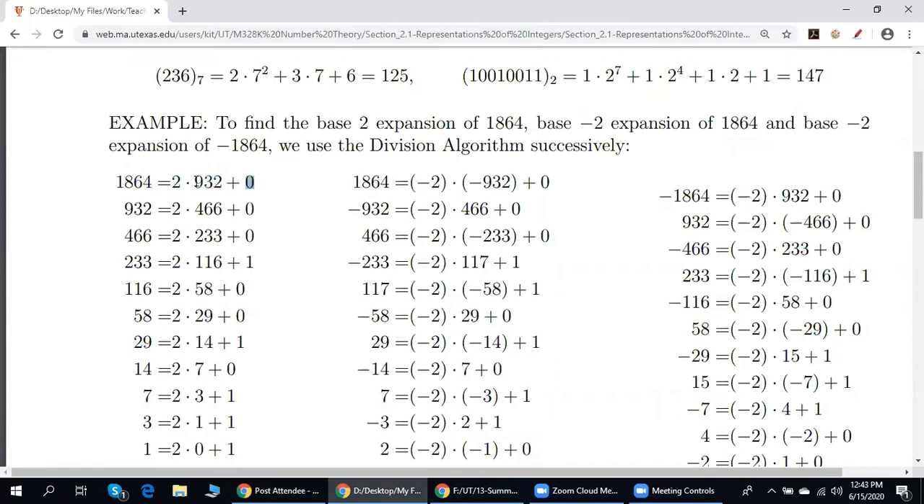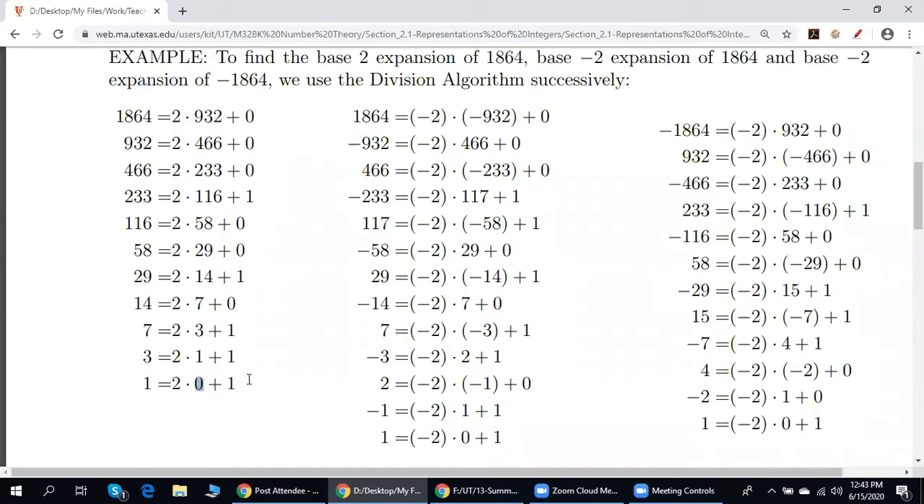Next step, let us apply the division algorithm again to 932. 932 is 2 times 466 plus 0. We apply the division algorithm again to 466, and the result is 2 times 233 plus 0, and so on. The question is, when do we stop? The answer: we stop when q is equal to 0. Once we hit 0, we stop.